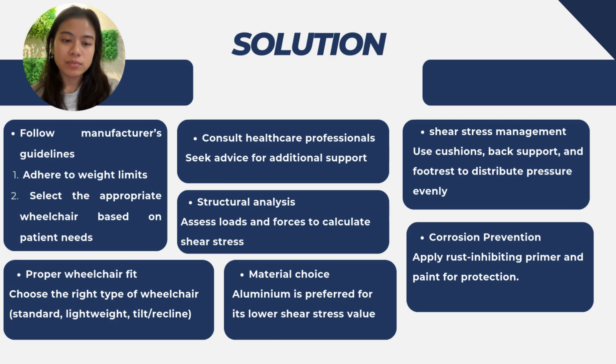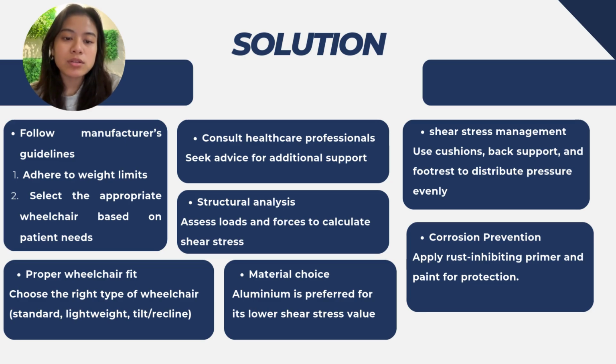Next, ensuring a proper fit is essential. Users should choose the right type of wheelchair, whether it's standard, lightweight, or recline. Key measurements such as seat width, back height, and seat depth should be considered to prevent discomfort and posture issues. Consulting healthcare professionals is also important. They can provide advice on additional support, such as extra cushioning or back support, tailored to the user's specific requirements.